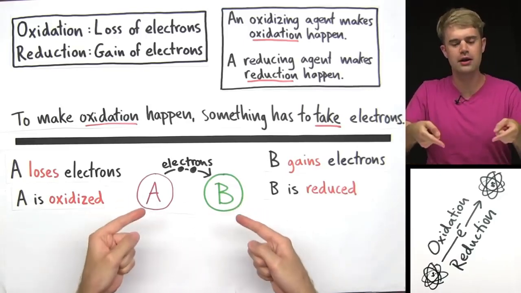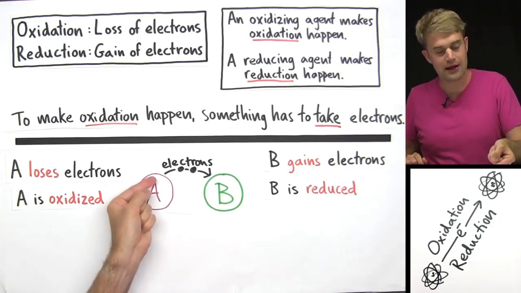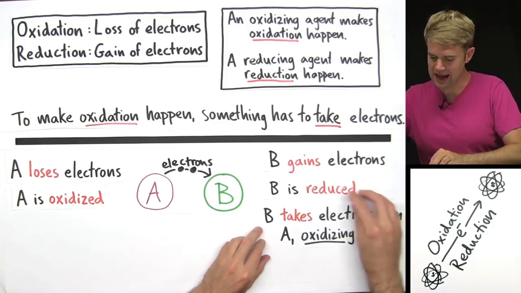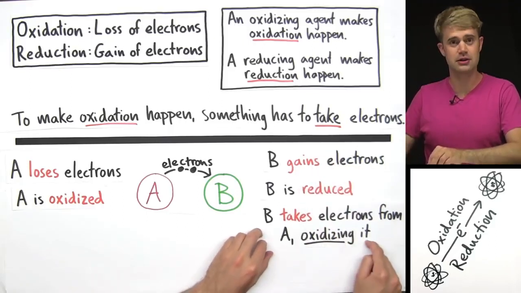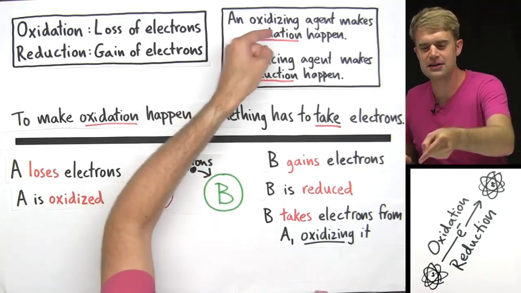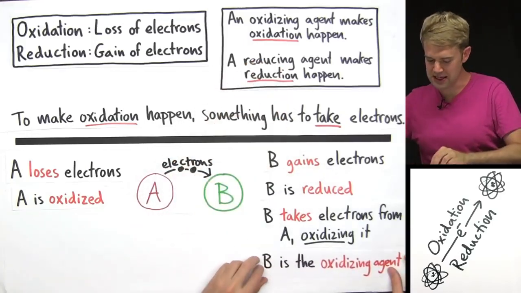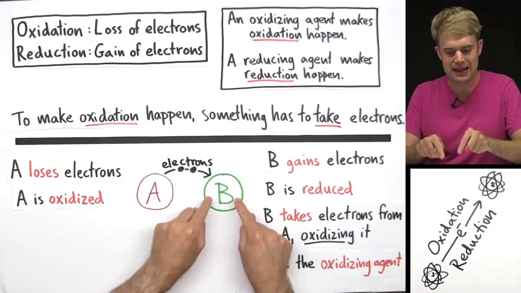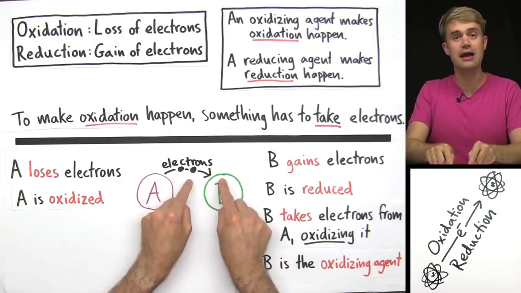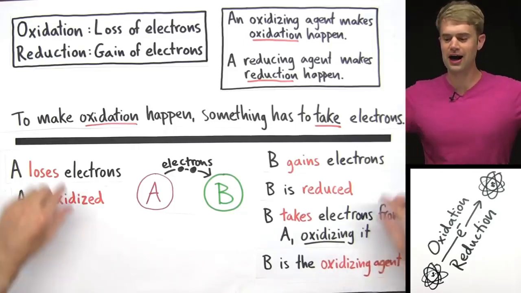So let's look at what's going on here to allow oxidation to happen, okay? A is trying to get rid of these electrons, and B takes them, okay? So B takes the electrons from A, oxidizing it. It's making oxidation happen by taking those electrons away. And we've said that an oxidation agent, an oxidizing agent, makes oxidation happen. So B is the oxidizing agent. It makes oxidation happen by taking the electrons from A so that A can get rid of them and so that A can lose them. Okay? So that's what the oxidizing agent does.